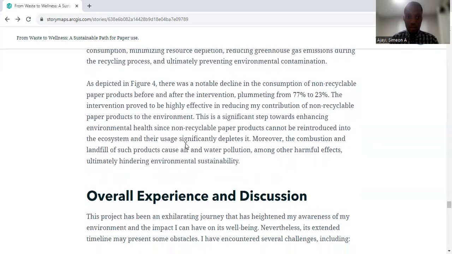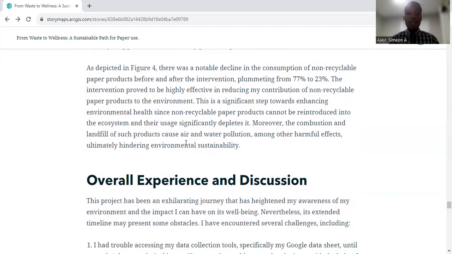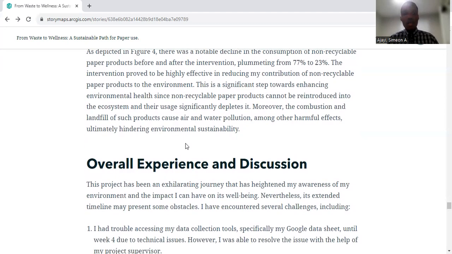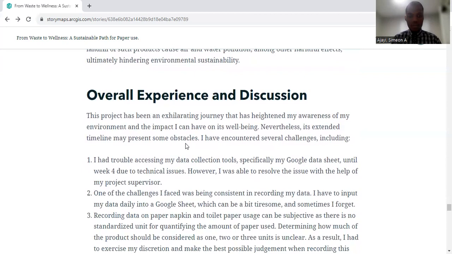preventing environmental contamination. As depicted in Figure 4, there was a notable decline in the consumption of non-recyclable paper products before and after the intervention, plummeting, which is reducing or declining, from 77% to 23%. The intervention proves to be highly effective in reducing my contribution of non-recyclable paper products. This is a significant step towards enhancing environmental health, since non-recyclable paper products cannot be reintroduced into the ecosystem and their usage significantly depletes it. Moreover, the combustion and landfill of such products cause air and water pollution, among other harmful effects.